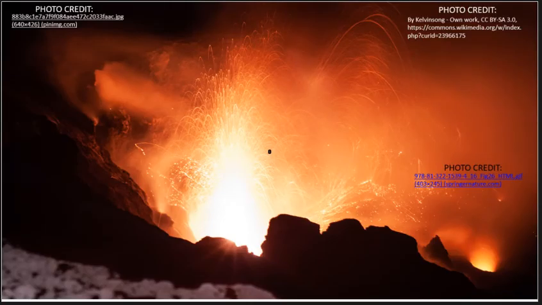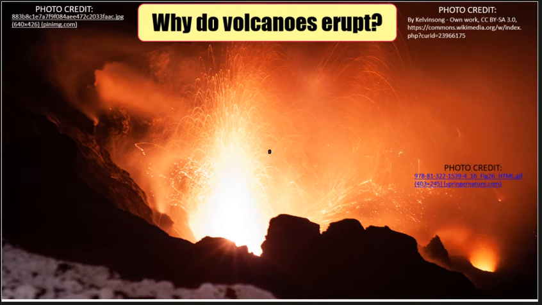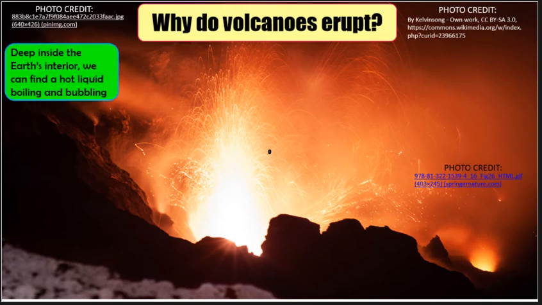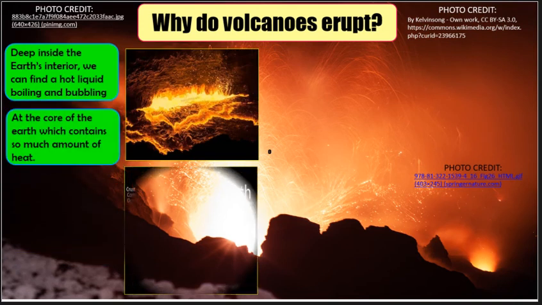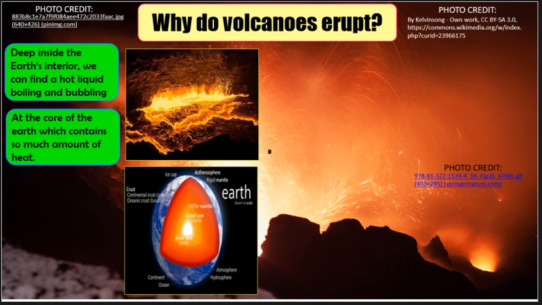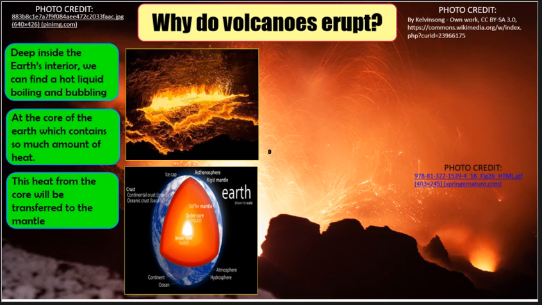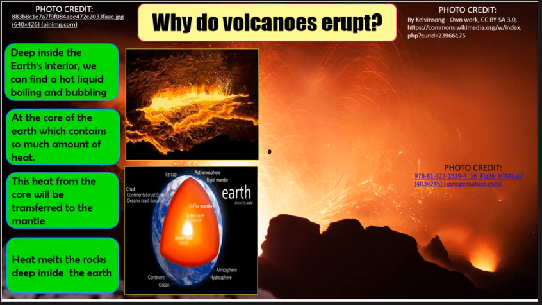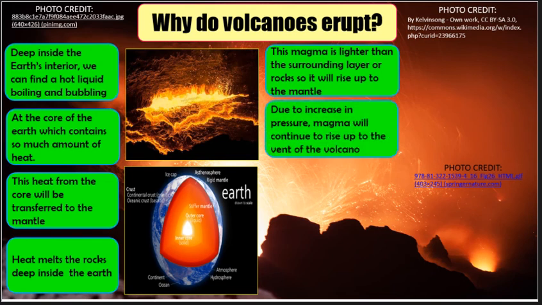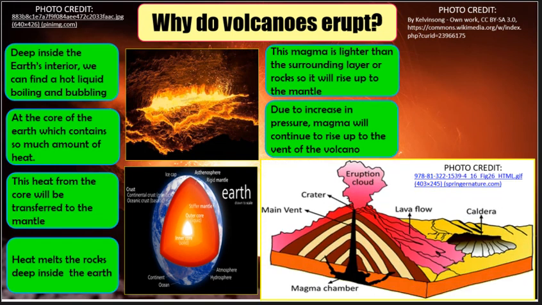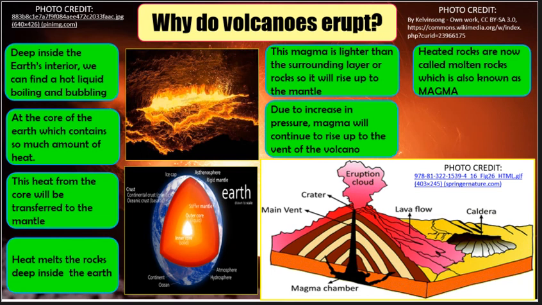Okay, so listen very well because this is the reason why volcanoes erupt. First, deep inside the Earth's interior, we can find a hot liquid boiling and bubbling. And the core of the Earth contains so much heat. That heat from the core will be transferred to the mantle, and that heat will melt the rocks deep inside the earth. This magma is lighter than the surrounding layer of rock, so it will rise up through the mantle. And due to the increase in pressure, magma will continue to rise up to the vent of the volcano. And then the heated rocks are now called molten rocks, and molten rock is also known as magma.